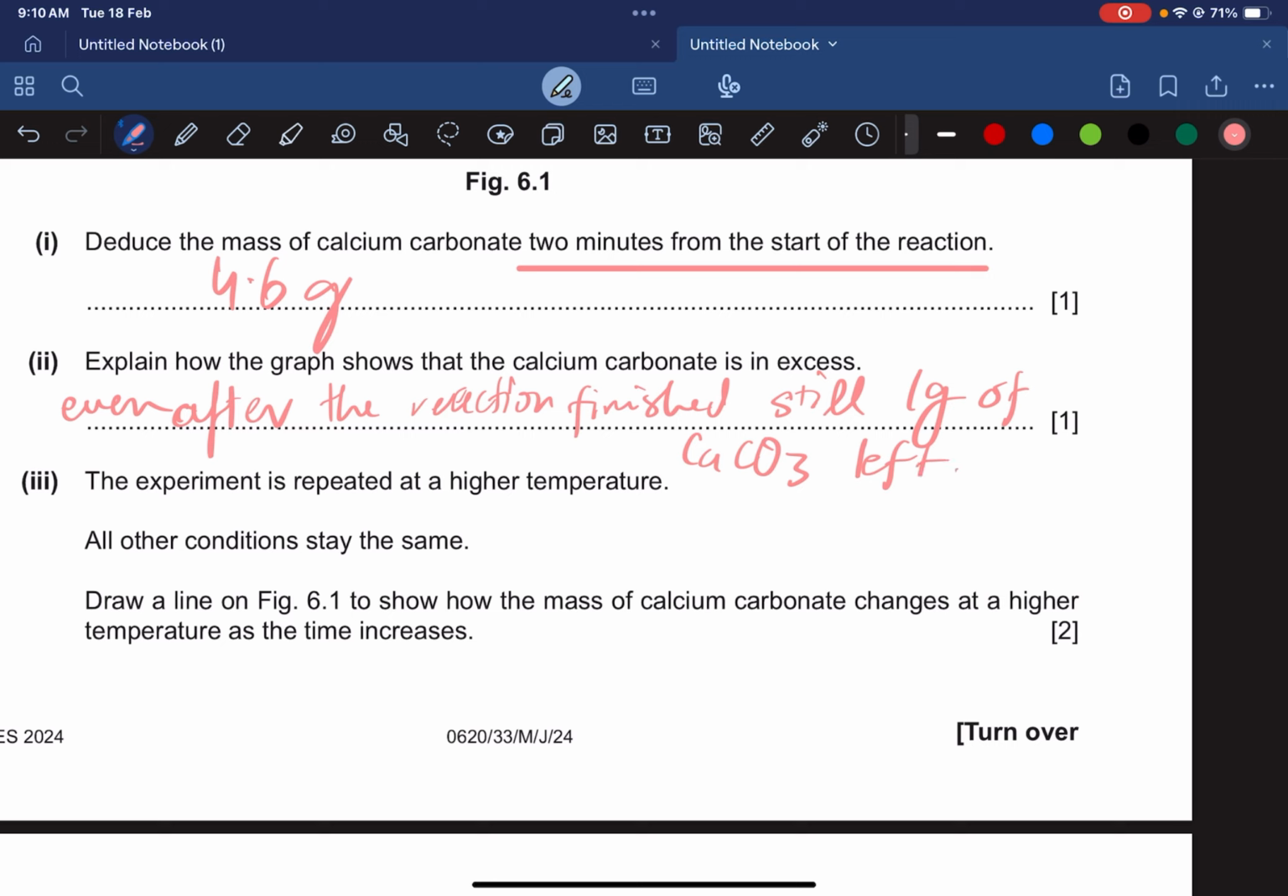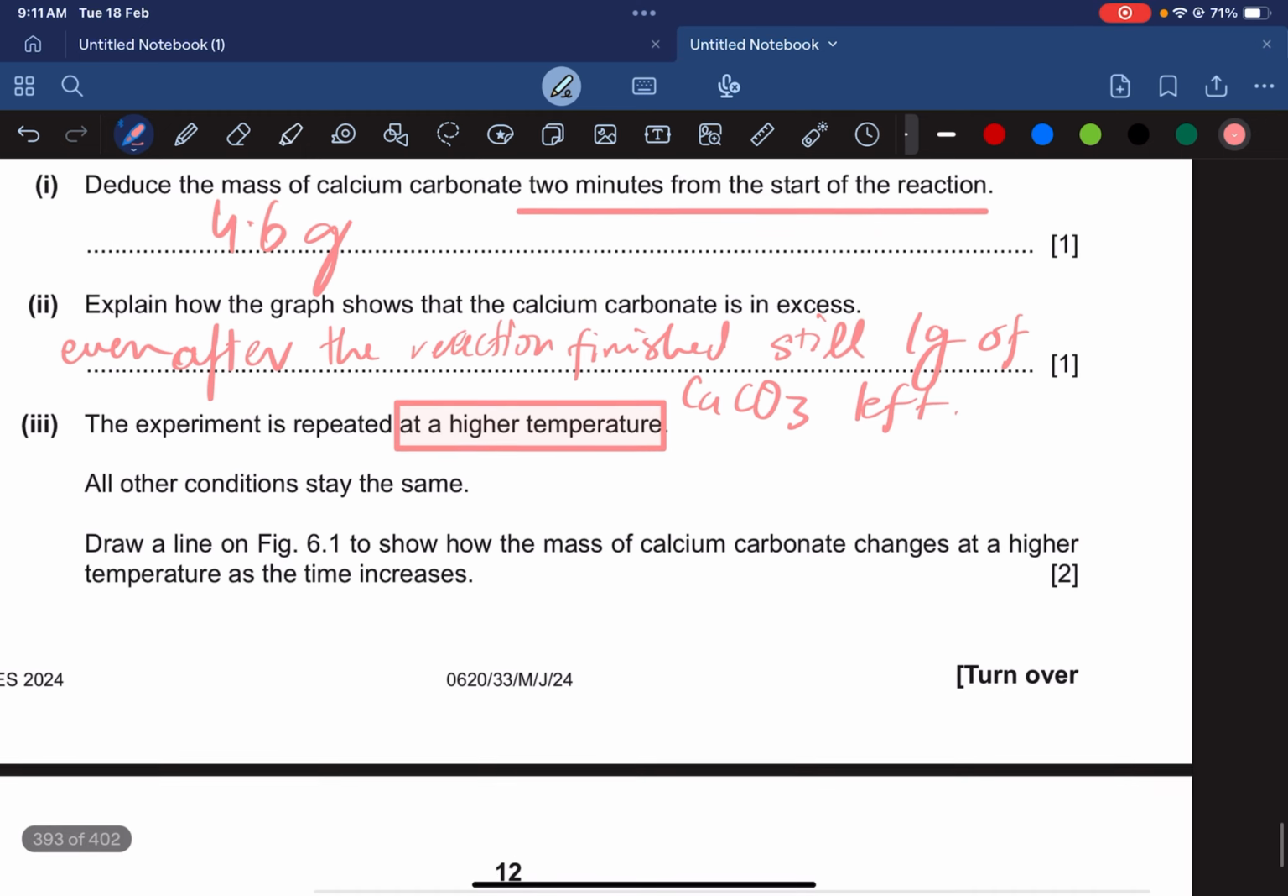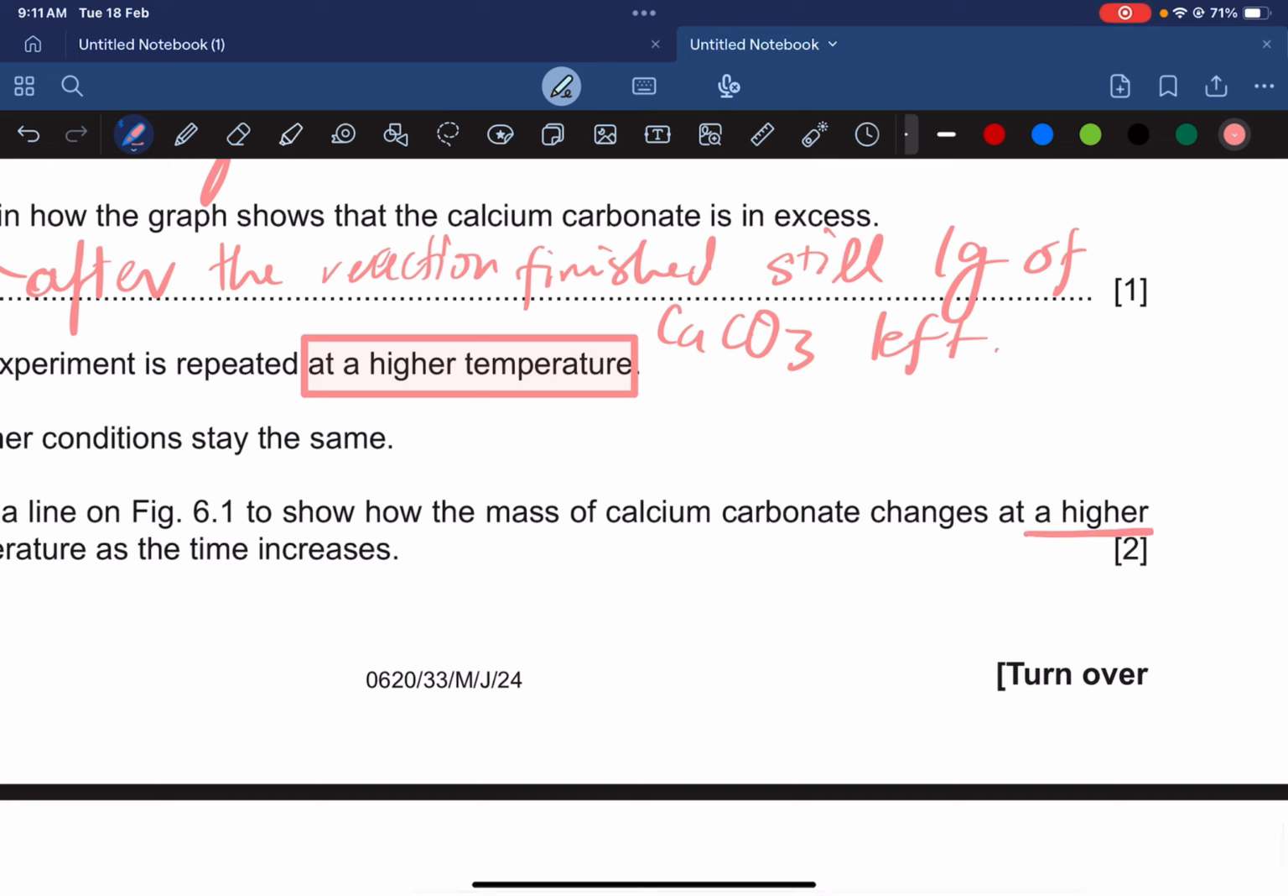Okay, the experiment is repeated at a higher temperature. Now we are increasing the temperature. That's going to for sure increase the rate. All of the conditions stay the same. Draw a line to show how the mass of calcium carbonate changes at higher temperature. Okay, remember that temperature does not affect the yield of the product. The amount of product formed remains the same. What really changes is it becomes faster.